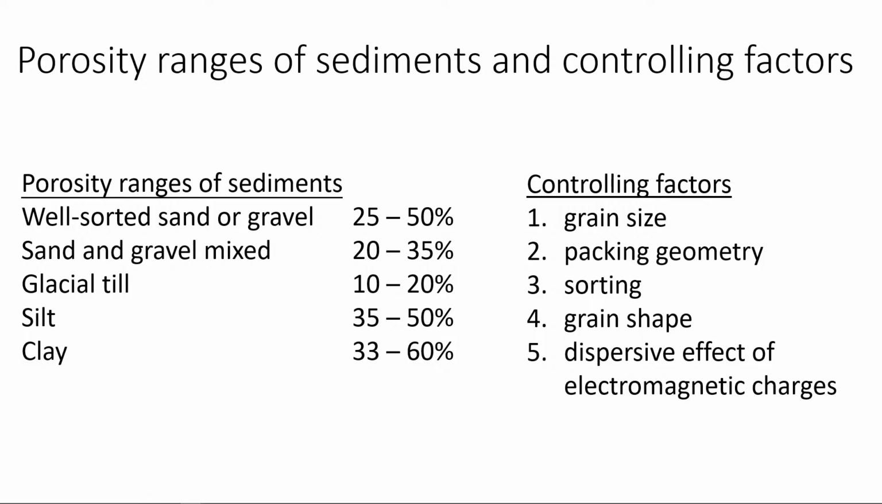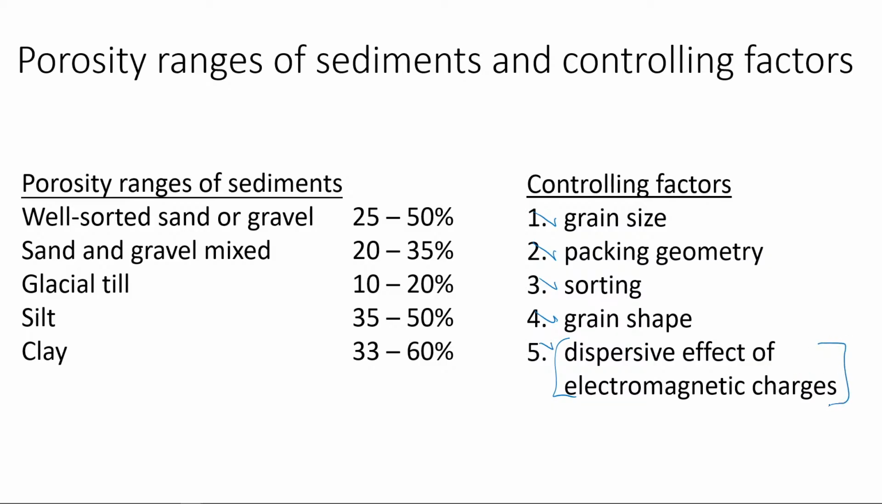So now we will look at these 5 different things and we will see why they have different porosity. So what is the controlling factor? Is it because of the grain size? Is it because of the packing geometry? Is it because of sorting, grain shape, and dispersive effect of electromagnetic charge?